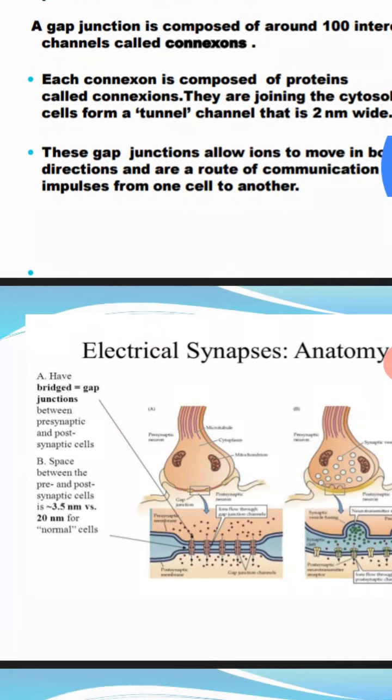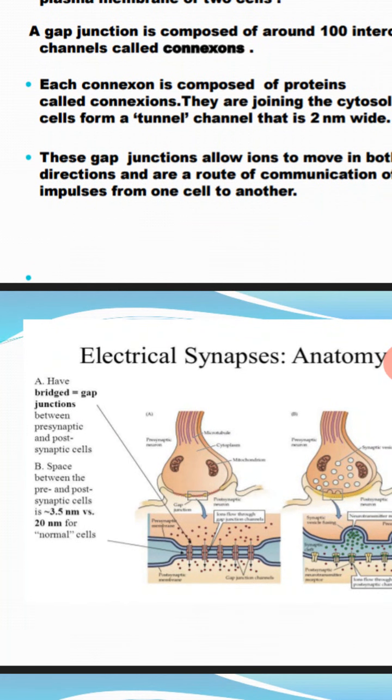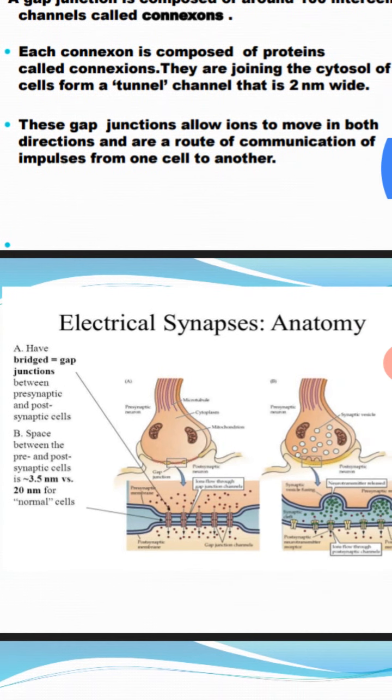But in an electrical synapse, here you can see there is a bridge, a gap junction, between the presynaptic and postsynaptic cell. It is very well marked by an arrow and you can see it. The space between the pre and postsynaptic cell is 3.5 nm to 20 nm. So the space is from 3.5 nm to 20 nm. So this is the normal cell. Here you can see very well. This is the anatomy of the electrical synapse.